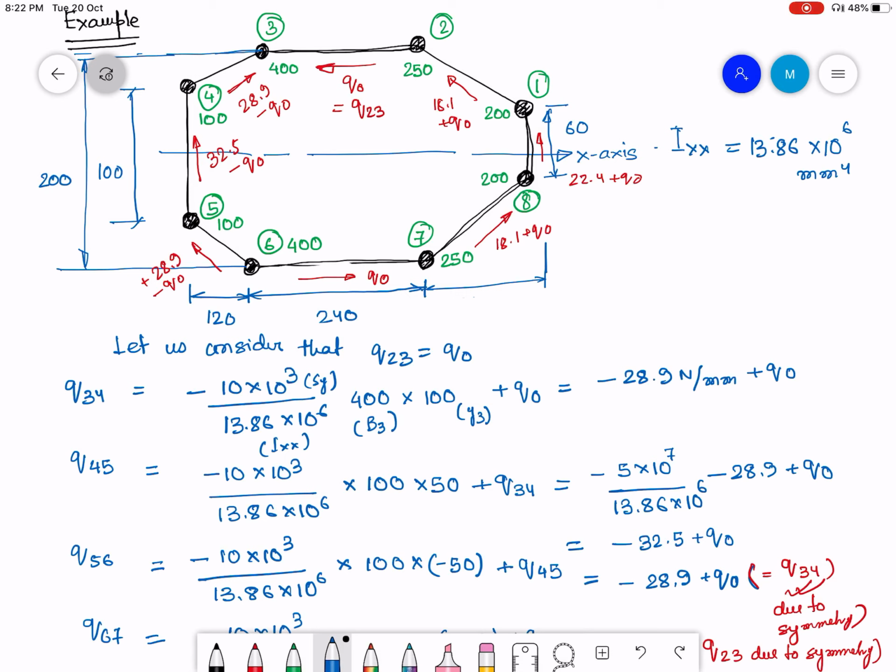So with this, I will end this lecture. In the next lecture, we will try to solve a beam cross section which will look more like an aircraft component.